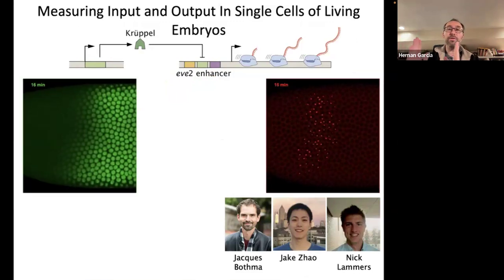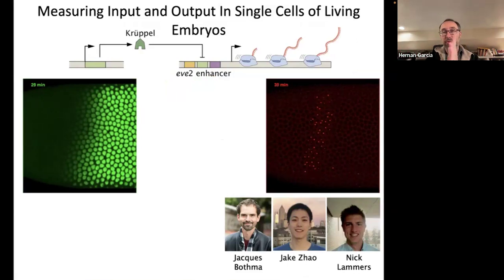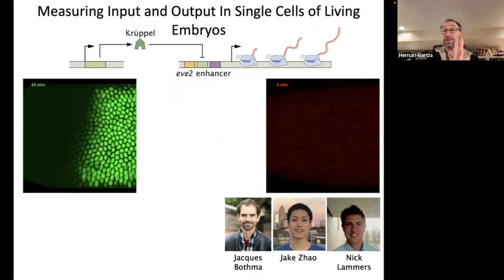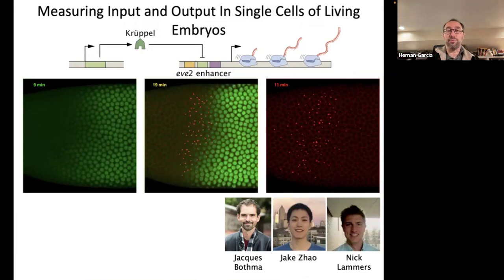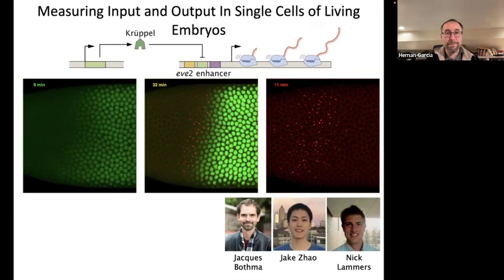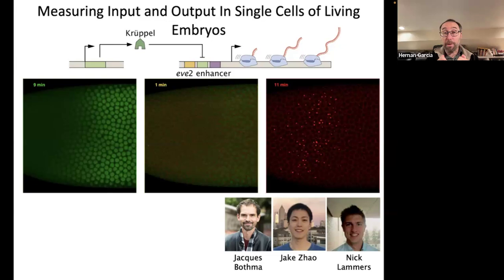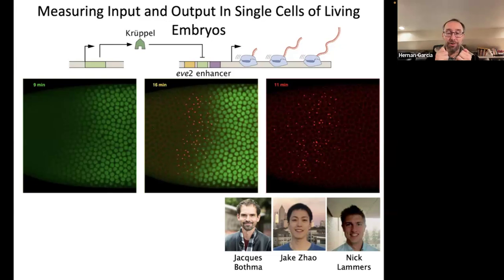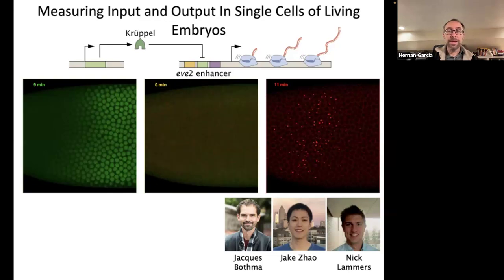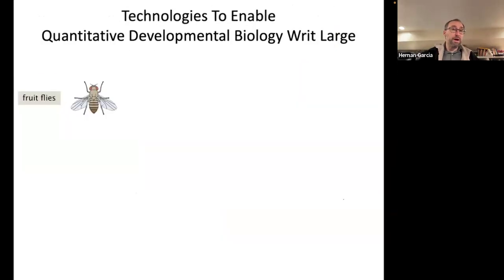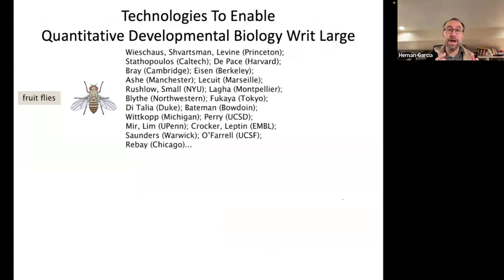Like here you can see one of the repressors that comes from the side and restricts the fluorescence, restricts the transcriptional activity of the stripe. And we can do this in the same embryo in real time. So with these technologies, we can measure input and output, or input-output functions, in single cells in real time in living multicellular organisms. Okay? And these technologies have helped enable quantitative developmental biology writ large, with many different labs using them now to answer their own questions in the context of fruit fly development.